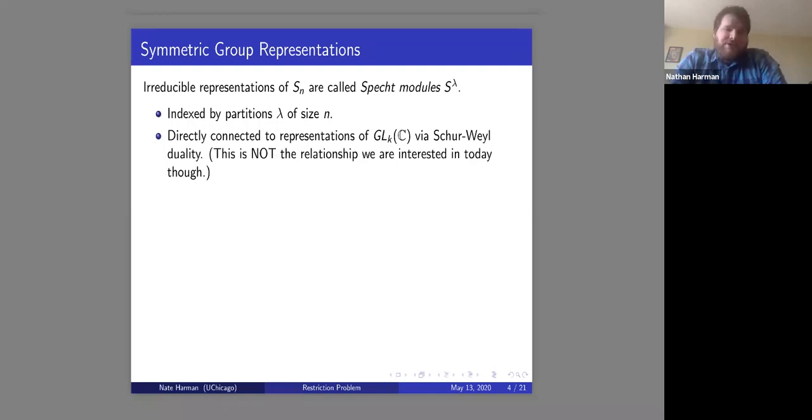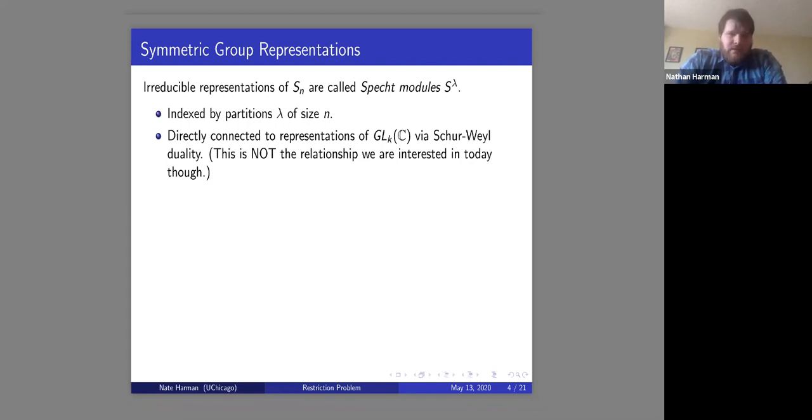So I always feel like I have to stress this because when I describe the restriction problem to people, they're always like, don't we know that? Isn't that what Schur-Weil duality says? And no, it's not. So this relationship in Schur-Weil duality that links general linear group representations and symmetric group representations is great, but it's not the end of the story, or not the story that I want to be telling today.